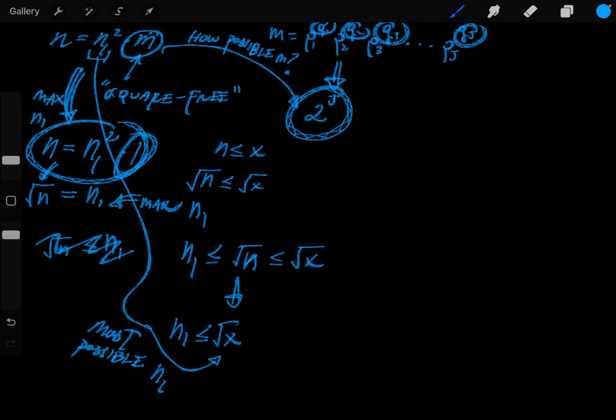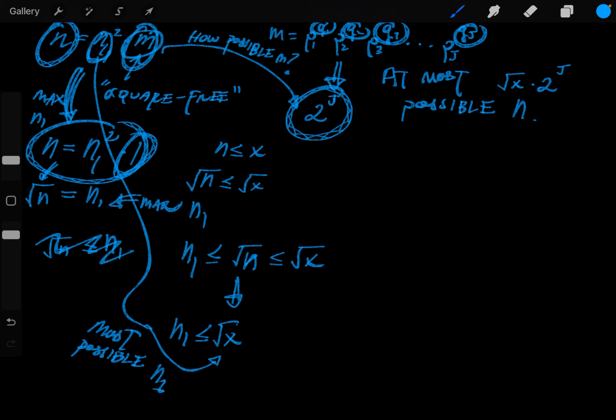How many possible n1 do I have? I have at most the square root of x. Together, n1 and m will completely define this n. So you have at most the square root of x times 2 to the j possible n, which is the same thing as putting a bound on this n sub j of x.